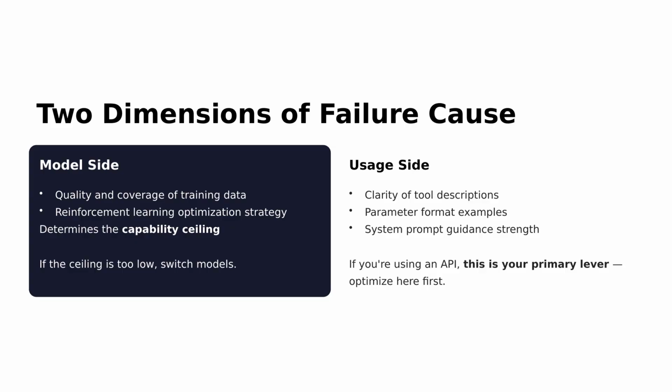Today, we'll explore 2 dimensions of failure causes in AI systems. On the model side, focus on the quality and coverage of training data and the reinforcement learning optimization strategy, as these elements define the capability ceiling. If that ceiling is too low, consider switching models. On the usage side, prioritize clarity in tool descriptions, parameter formats, and system prompt guidance. For API users, optimizing here is crucial for success.